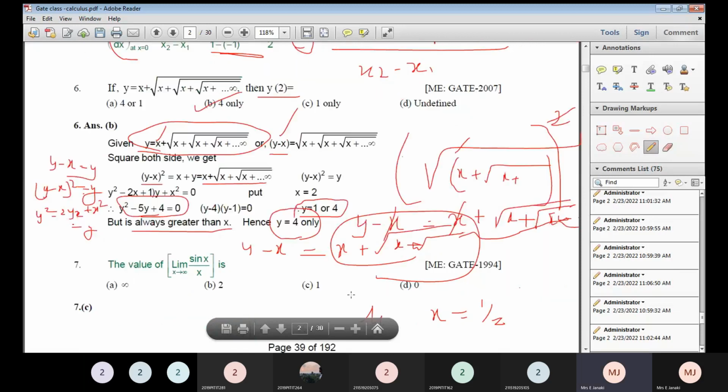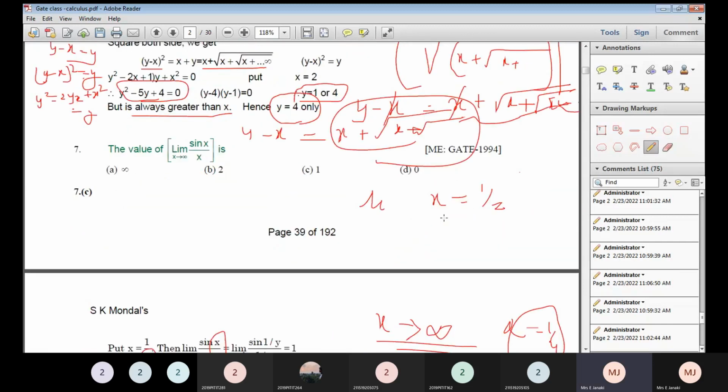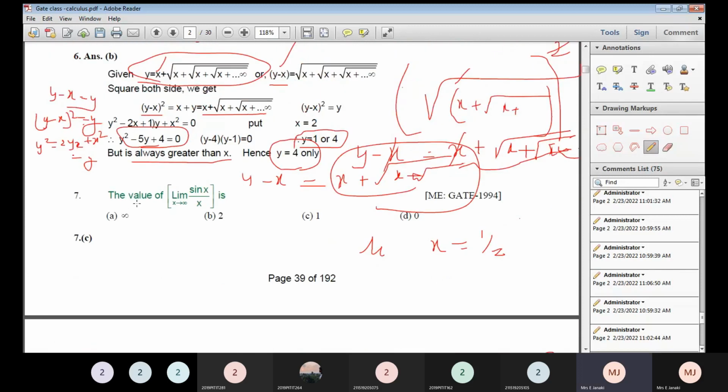Now apply the same formula. I already told the formula: limit theta tends to 0, sin theta divided by theta is equal to 1. Here sin of 1 by y divided by 1 by y is equal to 1. So the answer is the same. Therefore the value of limit theta tends to 0 sin theta by theta, and also limit x tends to infinity sin x by x, is 1.